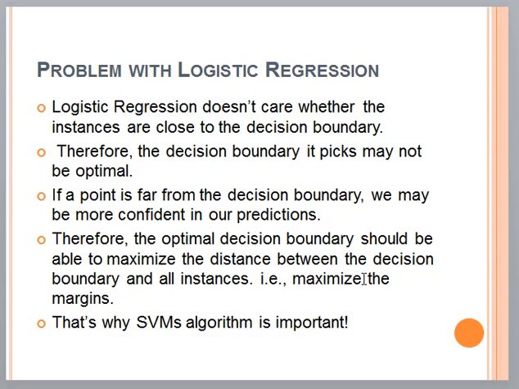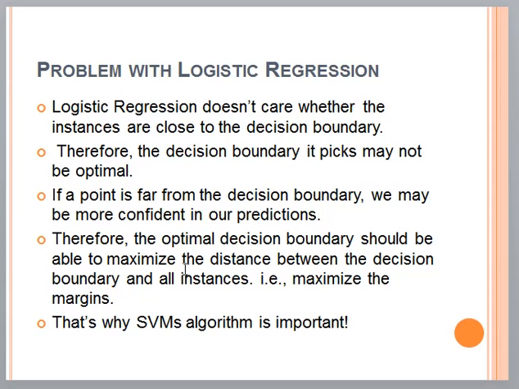Therefore, we maximize the margins, and this distance between the decision boundary and the instance or data point is normally termed the margin, right? So we want to maximize this margin between instances and the decision boundary. The greater this margin is, the more optimal the decision boundary we have for the separation of two different subsets of data.